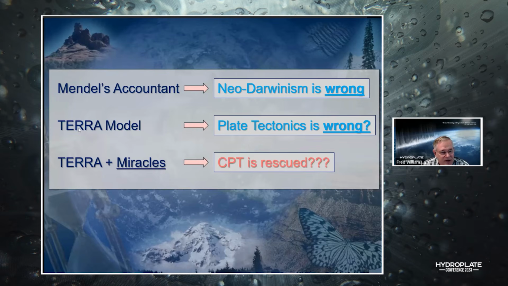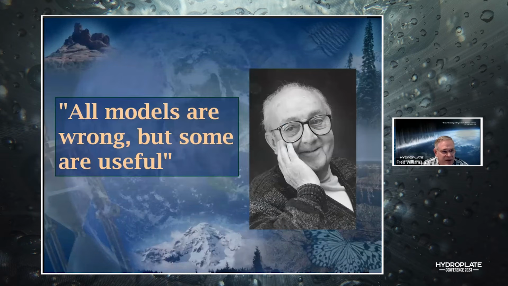Now, the Terra model, I could argue it actually shows, because you need miracles to make it work, that plate tectonics is wrong. But it's not a powerful model, so I wouldn't even go that far. But if it was going to have a usefulness, there it is. Because you have to use miracles to get it to produce the output you want, that means the model isn't evidence for your theory. Therefore, plate tectonics is wrong. Terra plus miracles, CPT is rescued. That's highly questionable. Again, all models are wrong, but some are useful.